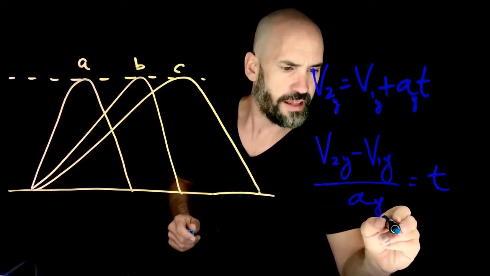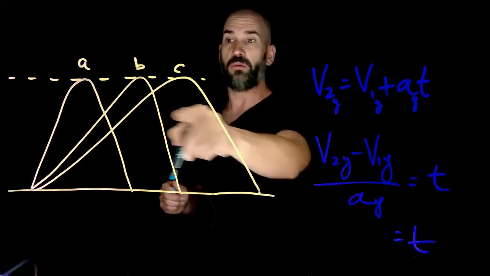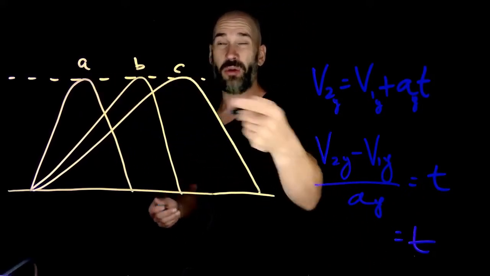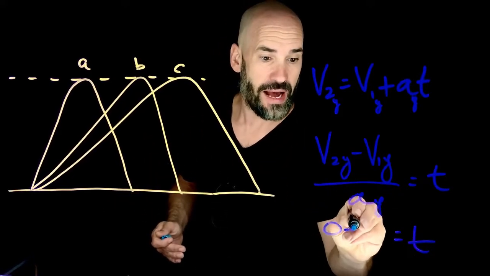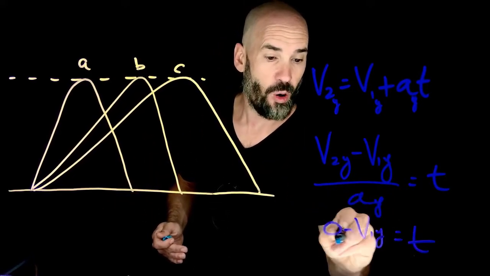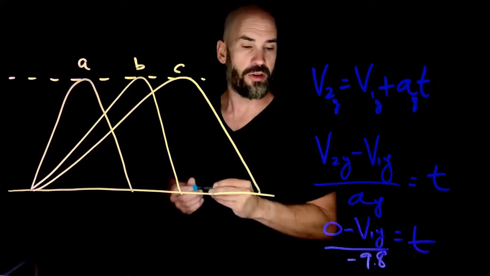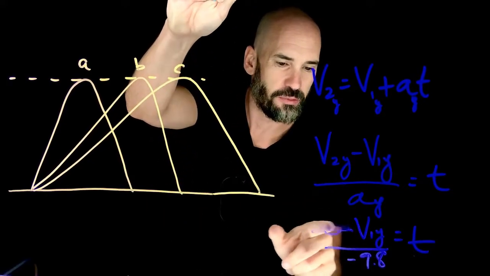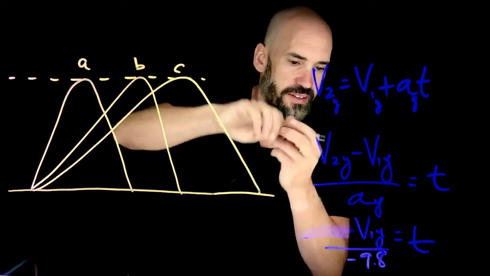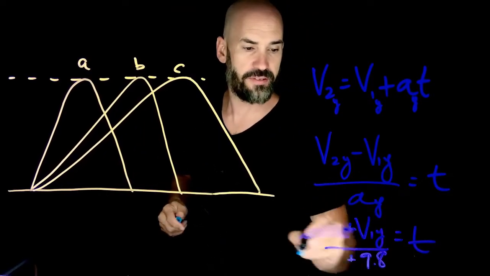So then that means that my T is just going to be V2Y. We know that the Y component at the peak always has to be what? 0, right? So this is going to be 0 minus V1Y over negative 9.8, right? Okay, so because there's a 0 here, I can basically just go ahead and get rid of this. It doesn't really exist. So it's just a negative V1Y and a negative 9.8, and they both become positive, right?